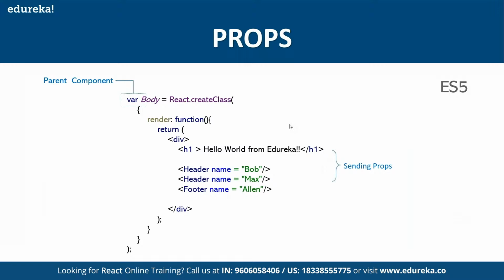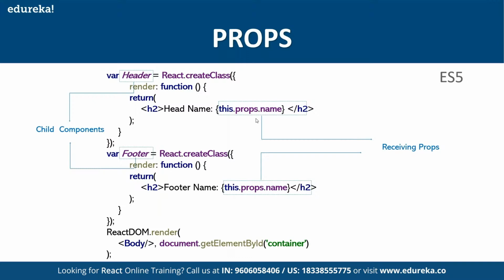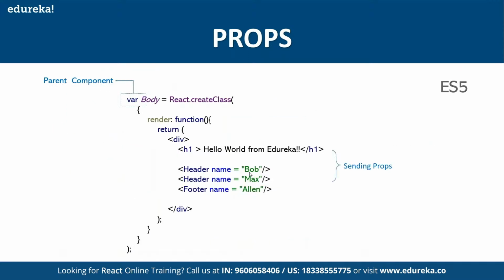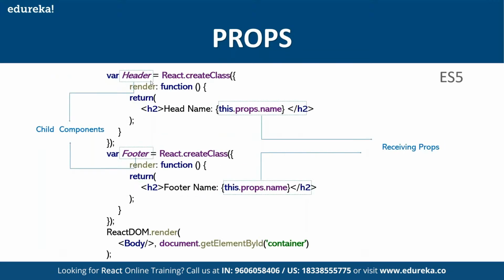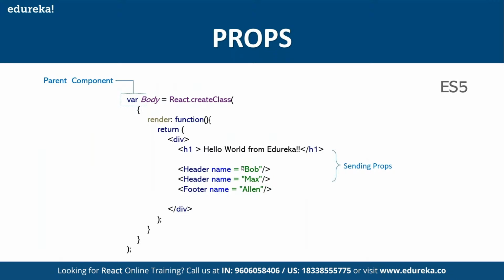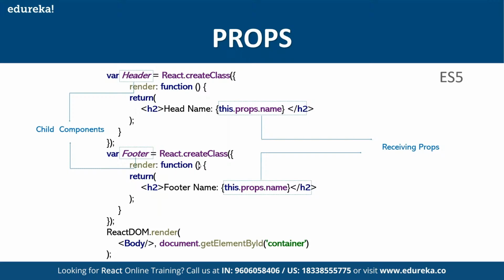The next section here is from the ES5 coding perspective. The current one is ES6. Here you have this implementation sending props. You can set the names, and when somebody calls it here, if you see very closely, it has header name as Bob, again header as Max, and footer name as Alan. When you're calling it up, this.props gives you the header value and the footer value. So the place where you have defined the names Bob, Max, and Alan will get displayed here according to the calls.